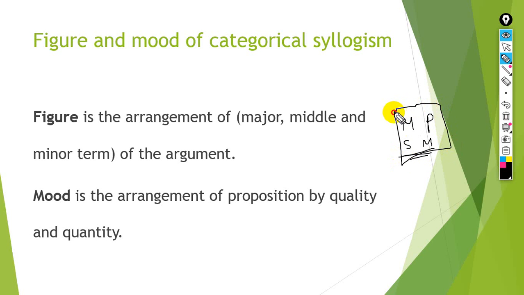In syllogisms, when we have different arrangement of middle term, minor term and the major term, this arrangement of the middle, minor and major term in syllogisms, we can say this is the figure of the syllogism. Next we have mode. Mode is the arrangement of propositions by quality and quantity. It is the arrangement of the propositions in an argument according to the quantity and quality.